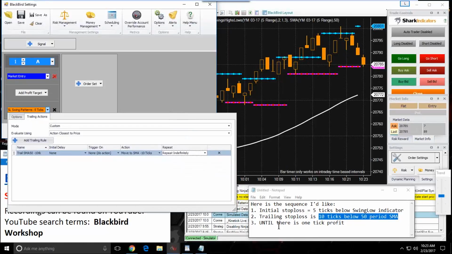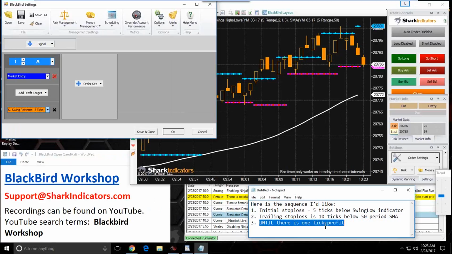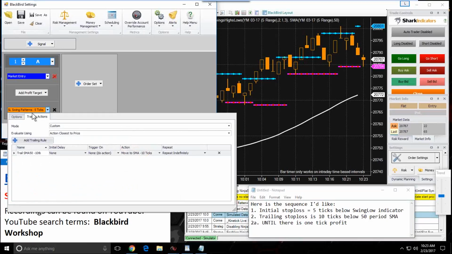And then we have rule number 3. Actually, you know what? Sorry, this is 2A. I was right the first time. That's right, because it's until we reach 1 tick of profit. So there's kind of the key thing. We're going to keep trailing this, or in other words, we're going to keep repeating moving the stop loss until 1 tick of profit. So we need to go back in the repeat.